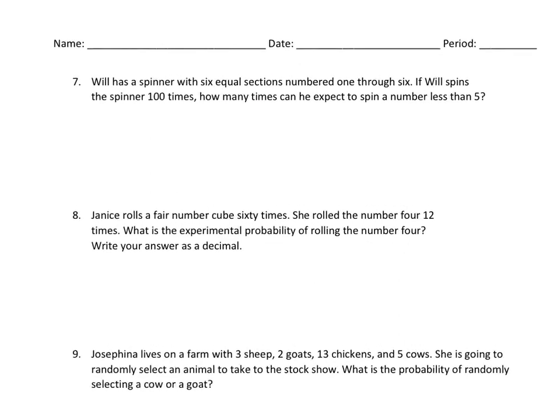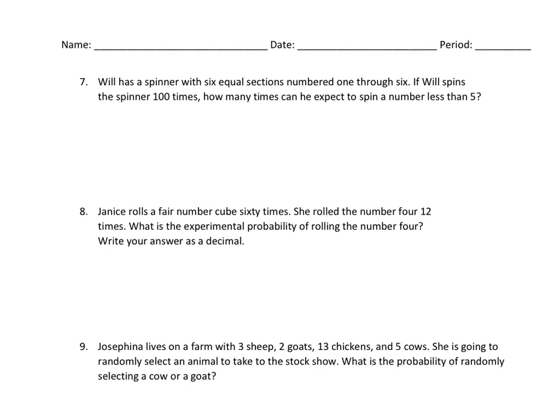All right, backside with number 7. Will has a spinner with 6 equal sections numbered 1 through 6. If Will spins the spinner 100 times, how many times can he expect to spin a number less than 5? Well, it's equal. It's just like rolling a number cube. So 1, 2, 3, 4, 5, and 6 are our total number of options.